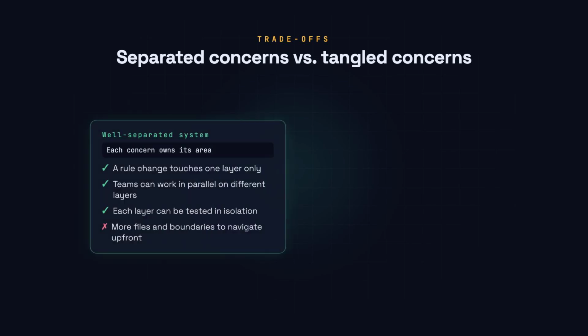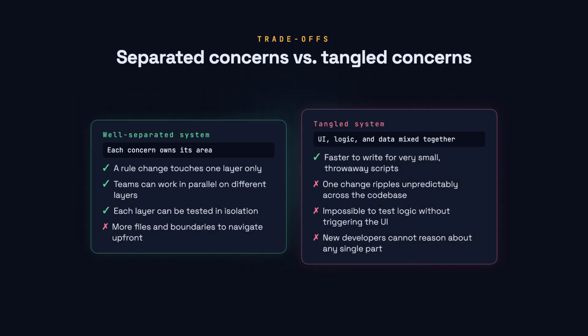Separation of concerns does have a real upfront cost. You create more files, more boundaries, and more indirection than a single tangled module would require. For a 20-line script you will throw away tomorrow, that overhead is not worth it. But for any system that will grow, be maintained, or be worked on by more than one person, the benefits quickly dominate. Changes stay contained, teams stay unblocked, and each piece can be understood and tested on its own.